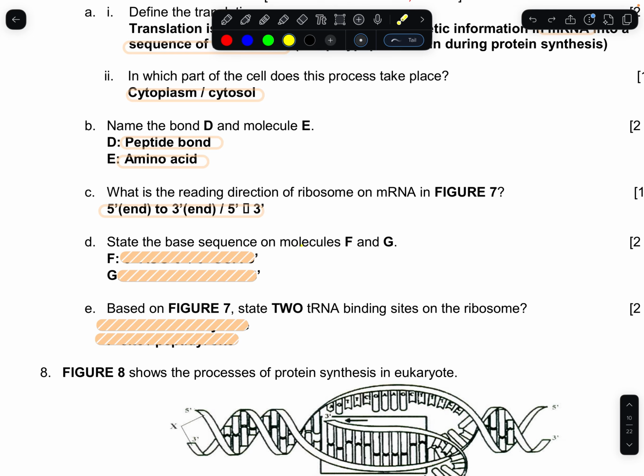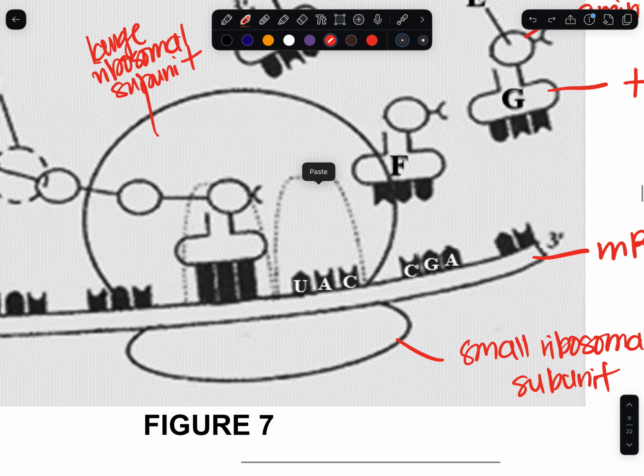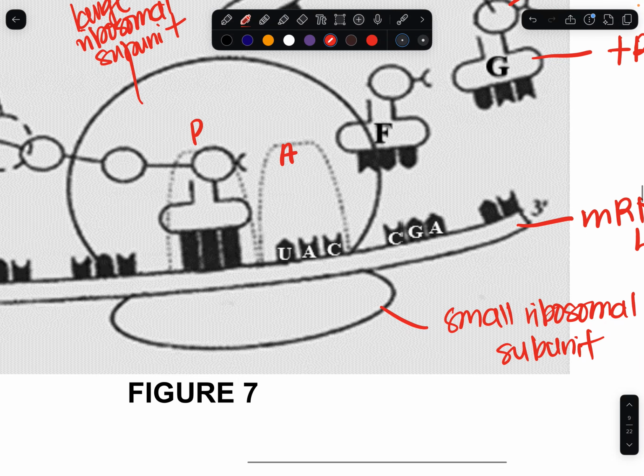Next one. State the base sequence on molecule F and G. Okay, sekarang dia mau base sequence F and G. So, dia mau ni. F, of course, dia akan masuk ke empty A site. In case you forget, this is A site. This one is P site. So, U, S, C, of course, the complementary will be apa dia? A, U, C. C dengan G. So, A, U, G. Betul ke? A, U, G. Betul-betul A, U, G.